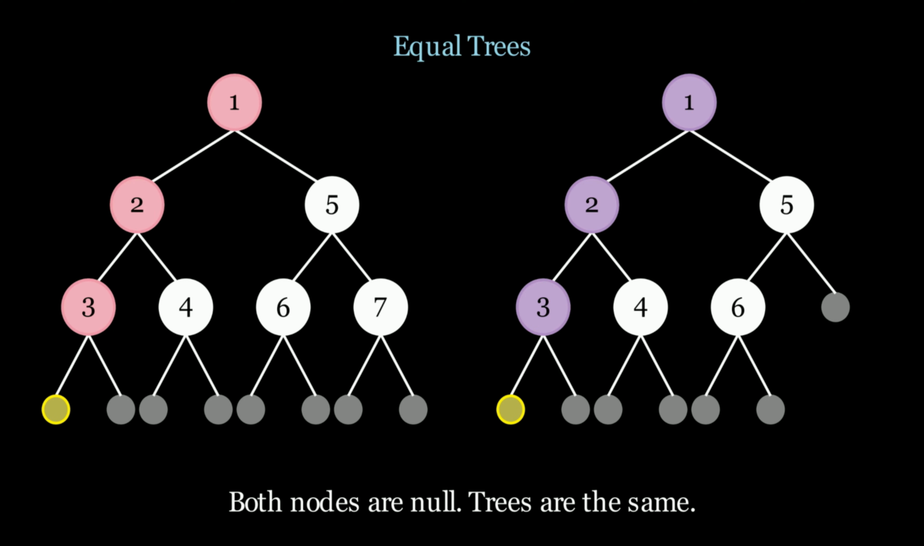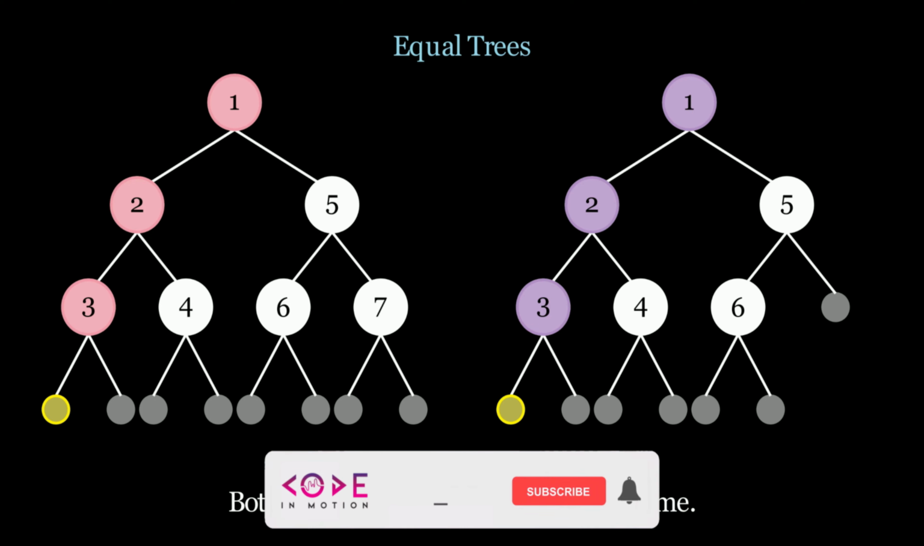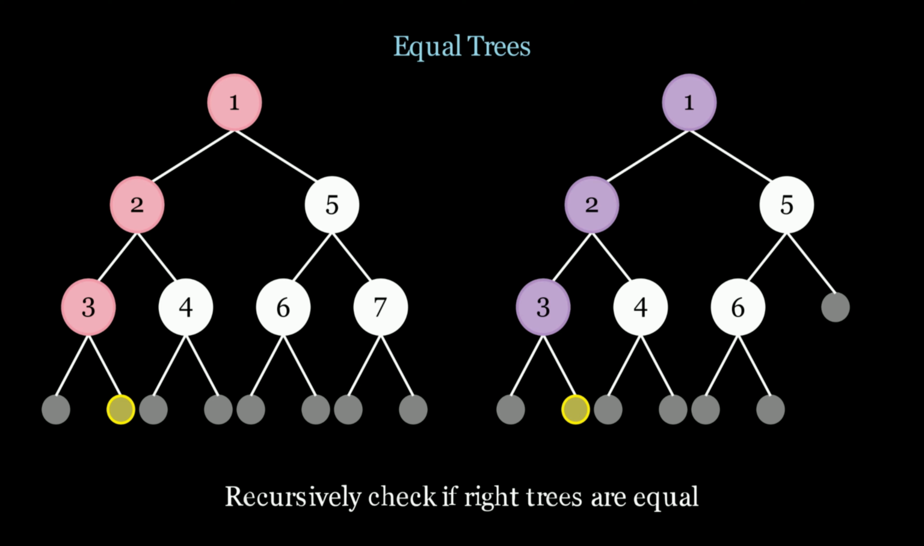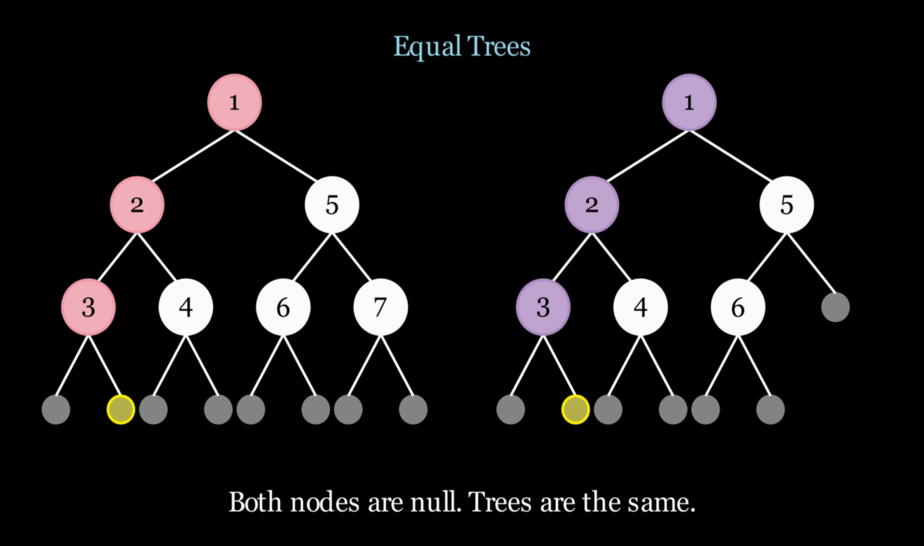If you have 2 nodes that are null, then the trees are the same, right? This is your base case. The trees are only not the same if you have one node that's null and another node that's not null. But in this case, they're both null, so the trees are the same. So let's go back up to node 3, and let's check if the right trees are equal. Once again, they're both null. So at node 3, the values are the same, the left and right subtrees are equal, and so the current subtree at node 3 is the same as well.